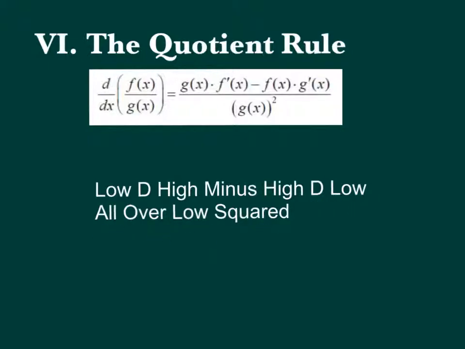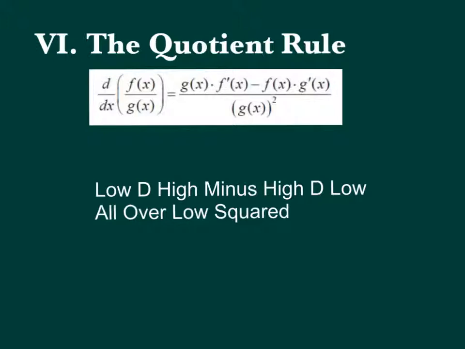And you can see where that comes from. F of x is your high, g of x is your low. And so it's low d high, derivative of the high, minus high times derivative of the low all over low squared. So I want you to make sure that you get that down. Say it several times out loud to yourself. It should roll off your tongue. Low d high minus high d low all over low squared. And understand that d stands for derivative, low is the denominator, and high is the numerator of that quotient.